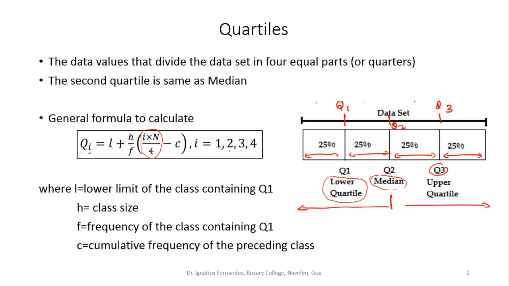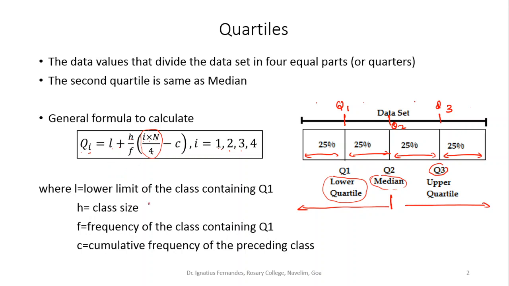There it was N upon 2 because we were dividing the data into two equal parts. Here we are dividing the data into four equal parts, that's why here it is 4. So depending on which quartile we want to find out, that particular value of i has to be put here. And these notations you are already familiar with.